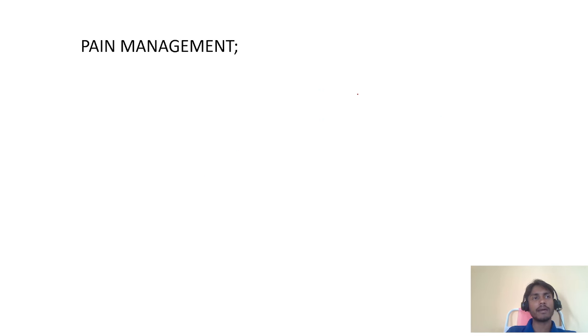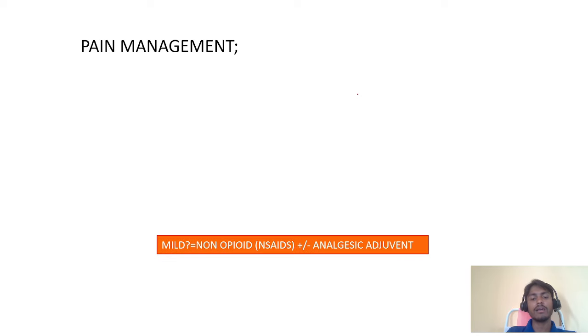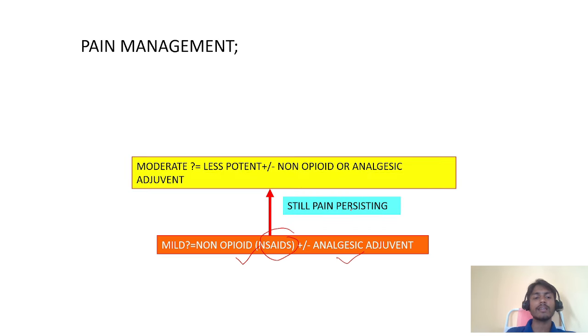When it comes to pain management, if mild pain is there, then we need to prefer a non-opioid drug, nothing but NSAID, plus analgesic adjuvant. If the pain is still persisting, then we can call it moderate pain. For that we can take a less potent opioid plus or minus non-opioid, nothing but NSAID, or analgesic adjuvant. Means a less potent opioid drug we can use in case of moderate pain.